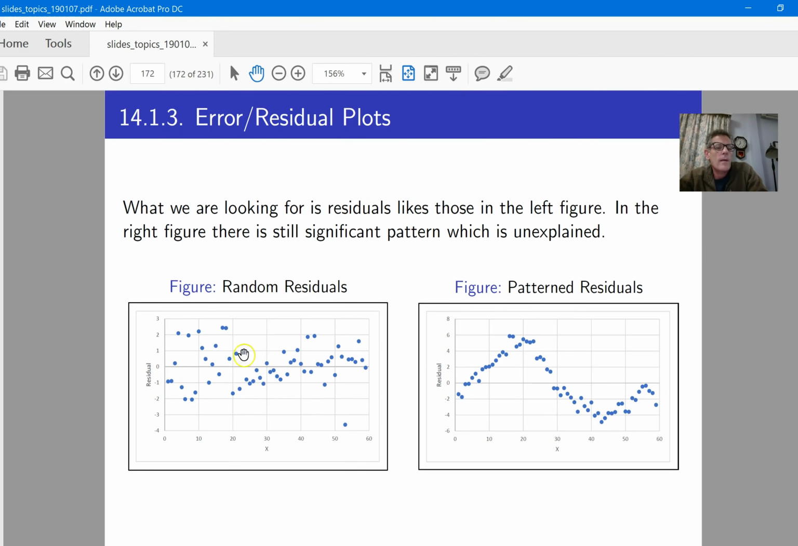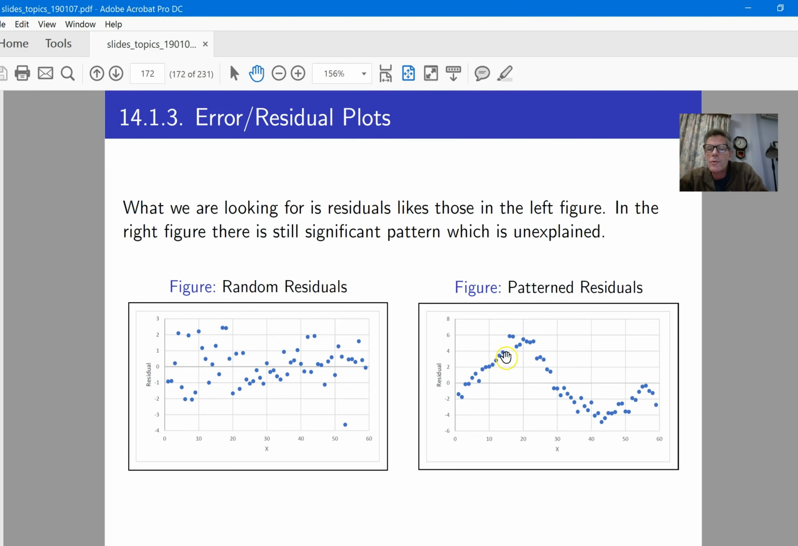Now, if you get a bit of a random pattern to the residuals, that says, okay, the model may not be perfect, there's errors, but there's no real obvious pattern to those errors, so it's not as if there's something left unexplained in the patterns in the data. So you'd say the model that produced this set of residuals is probably not a bad model.